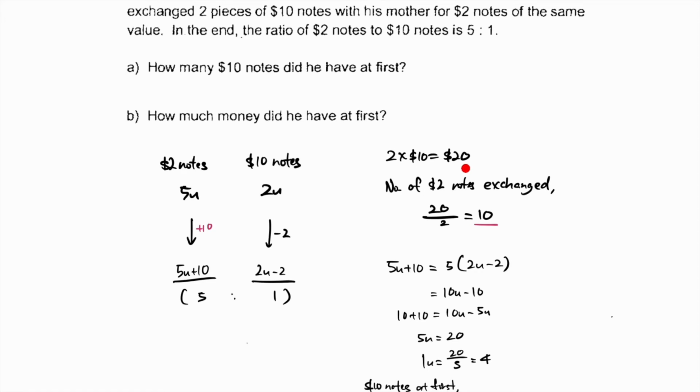All right. And exchanged with his mother for $2 notes of the same value. Okay, how many $2 notes are there going to be here? That's 20 divided by 2. That's 10 actual dollar notes. Okay, so these 10 $2 notes will get added to here. So what's 5U plus 10? 5U plus 10. What's 2U minus 2? 2U minus 2. Okay. In the end, the ratio of $2 to $10 notes was 5:1.